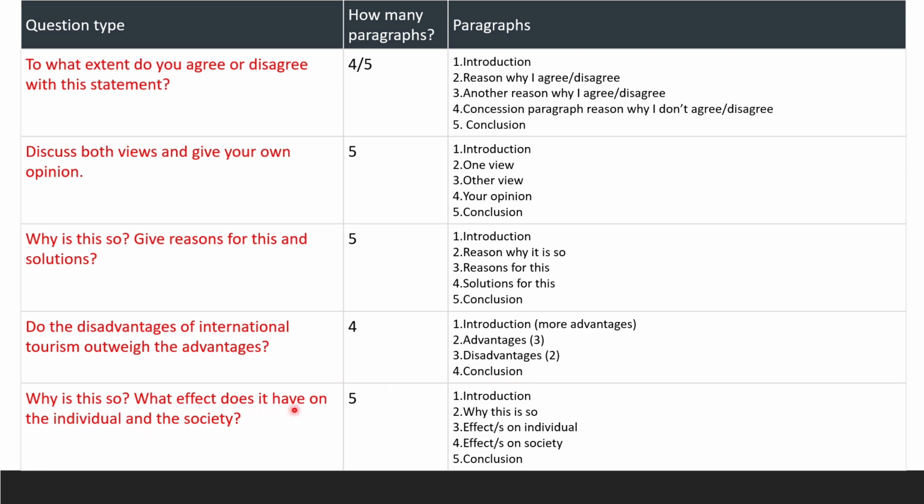Why is this so? What effect does it have on the individual and society? So five paragraphs are required here. Introduction, then one paragraph explaining why this is so, then effect on the individual, effect on society, and then conclusion.